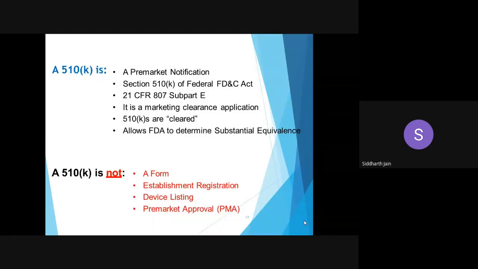I already talked to you about that. Section 510K of the Federal Food, Drug, and Cosmetic Act comes into the picture. 21 CFR 807 subpart E talks about it. It is a marketing clearance application. 510Ks are cleared, allowing FDA to determine substantial equivalence. A 510K is not a form, it's not an establishment registration, it's not a device listing, and it's not a pre-market approval. I already talked to you about pre-market approval being something different; 510K is something different.